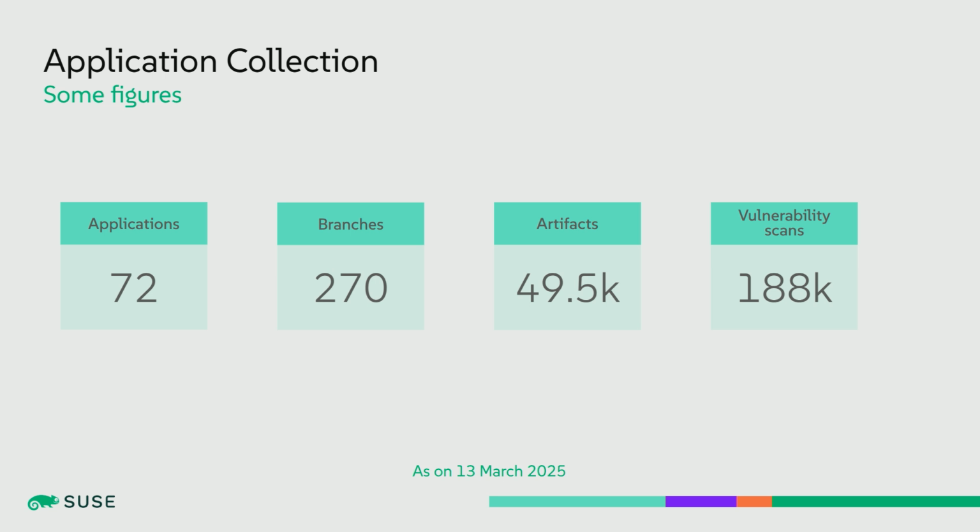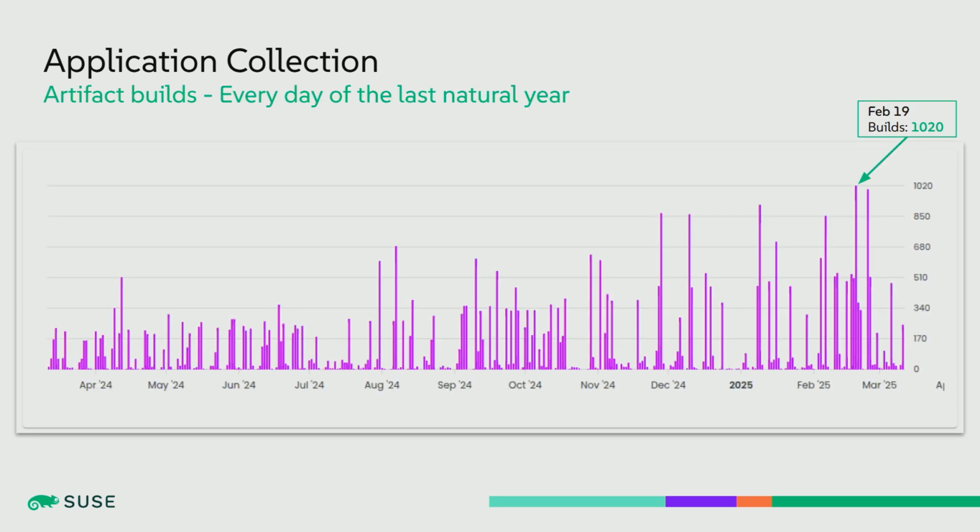Total number of vulnerability scans that application collection has done till date, 188,000. And total artifacts that exist in application collection is 49,500. This is a graph of the number of artifacts that application collection builds. And you can see on Feb 19, within a single day, there were 1,020 artifacts that were built.